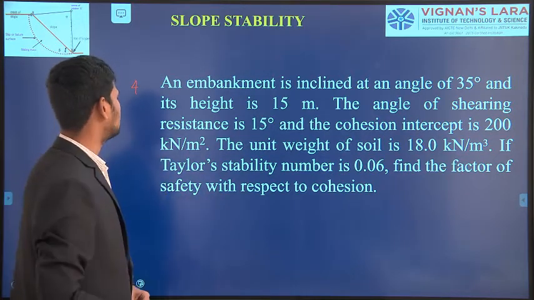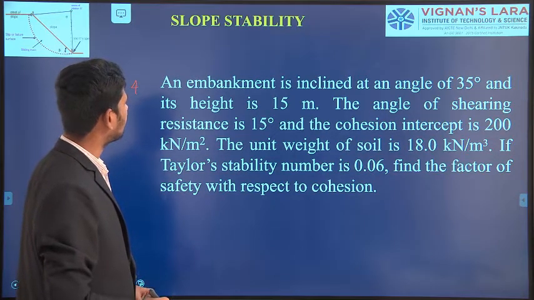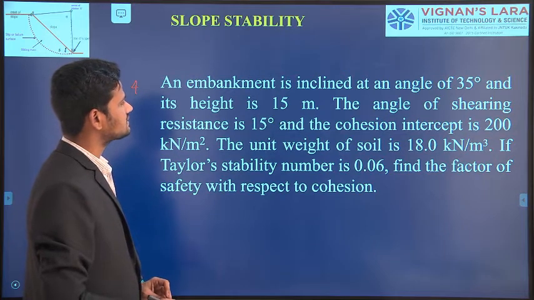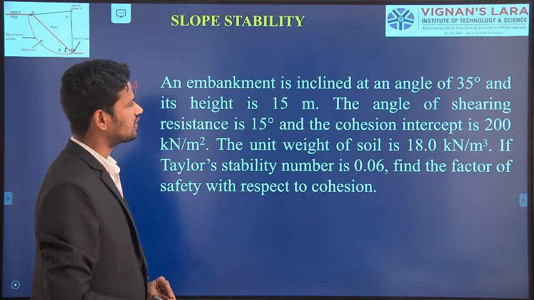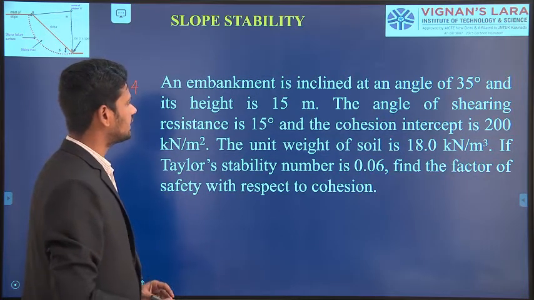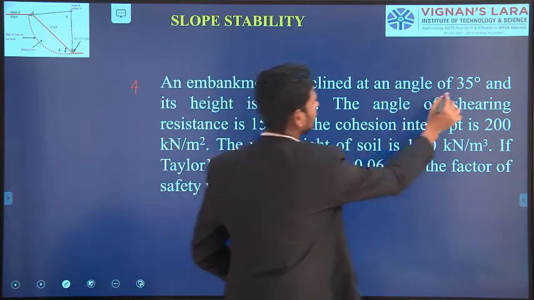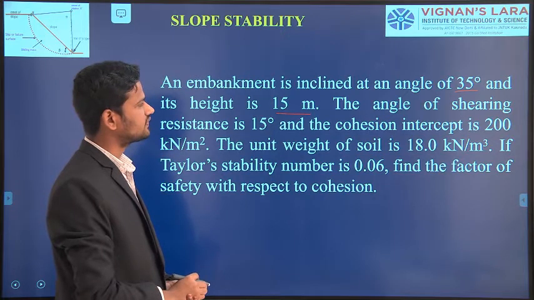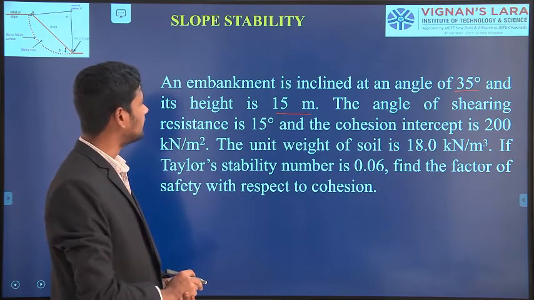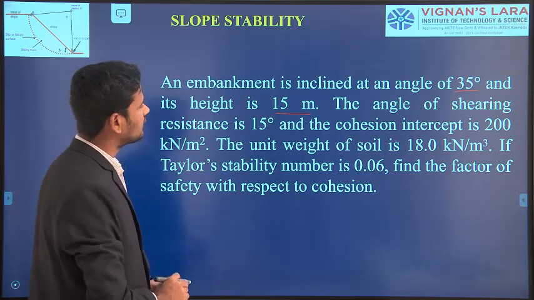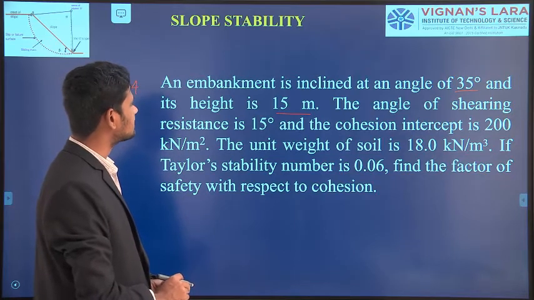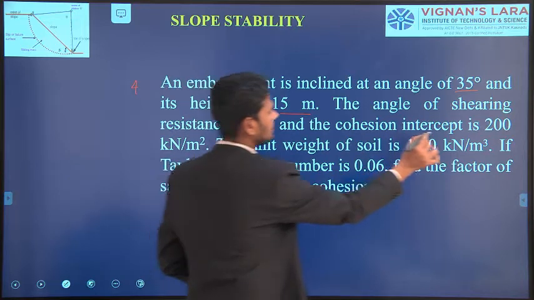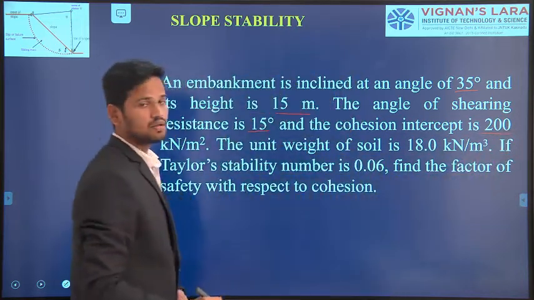Okay. Next, this is the problem I am reading here again. The problem is: an embankment is inclined at an angle of 35 degrees and its height is 15 meter. What they have given here means an embankment is inclined at an angle of 35 degrees and its height is 15 meter. The angle of shearing resistance and cohesion intercept are 15 degrees as well as 200 kilonewton per meter square.